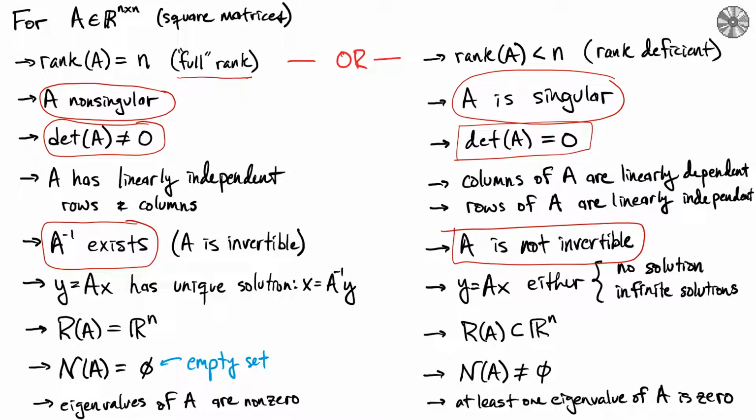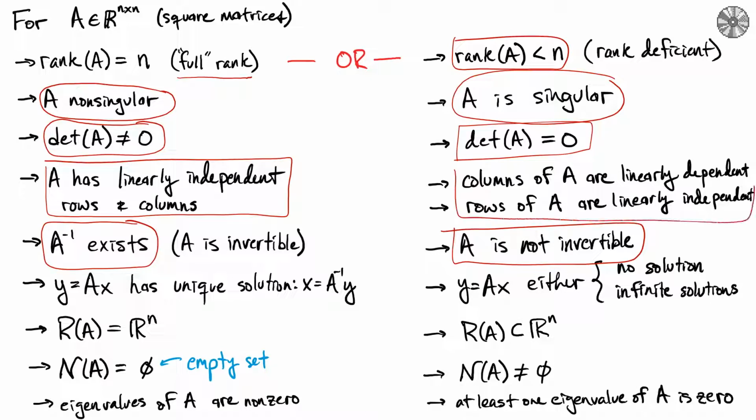So for an n by n matrix, if the rank is n, that means that A has n linearly independent rows and columns, or not. And so in the case where it's not, the rank is less than n, and the columns and rows are linearly dependent. Oops, this should say dependent.